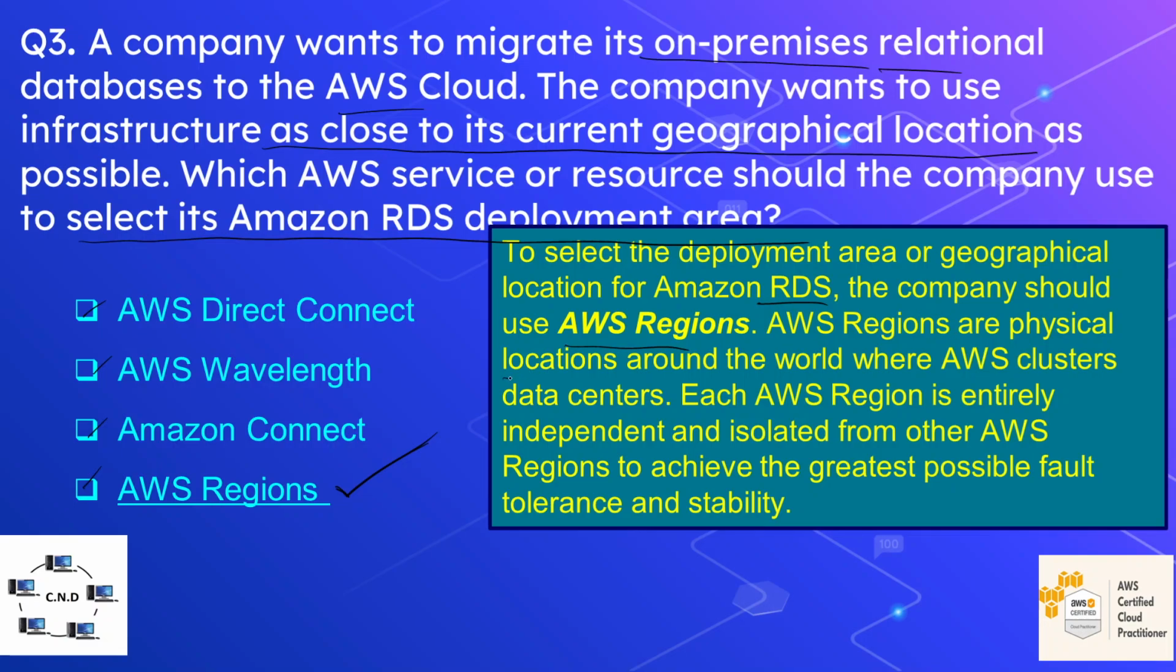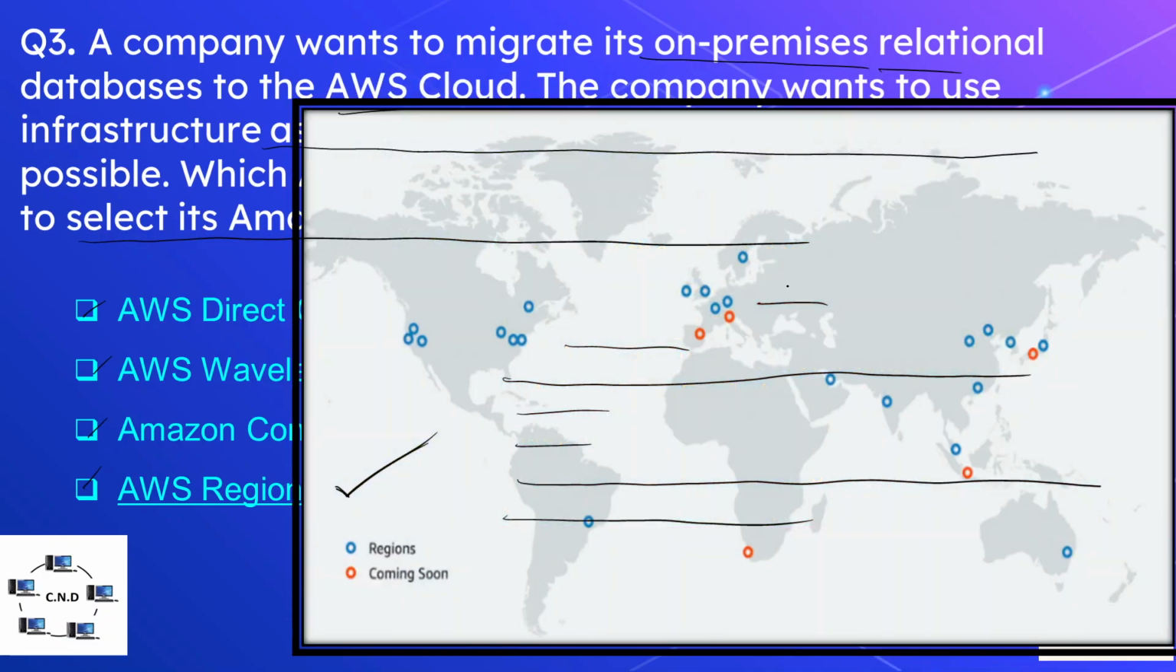AWS Regions are physical locations around the world where AWS clusters data centers. Each AWS Region is entirely independent and isolated from other AWS Regions to achieve the greatest possible fault tolerance and stability. And this is a visual view of AWS Regions. These are spread all over the world, and that's why we call it an AWS Region. Let's suppose this is a region.